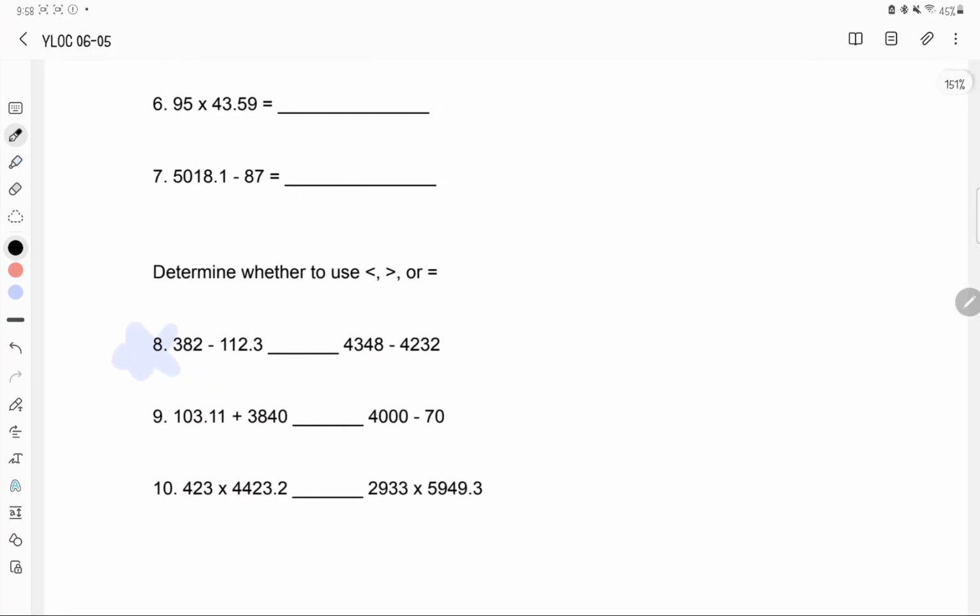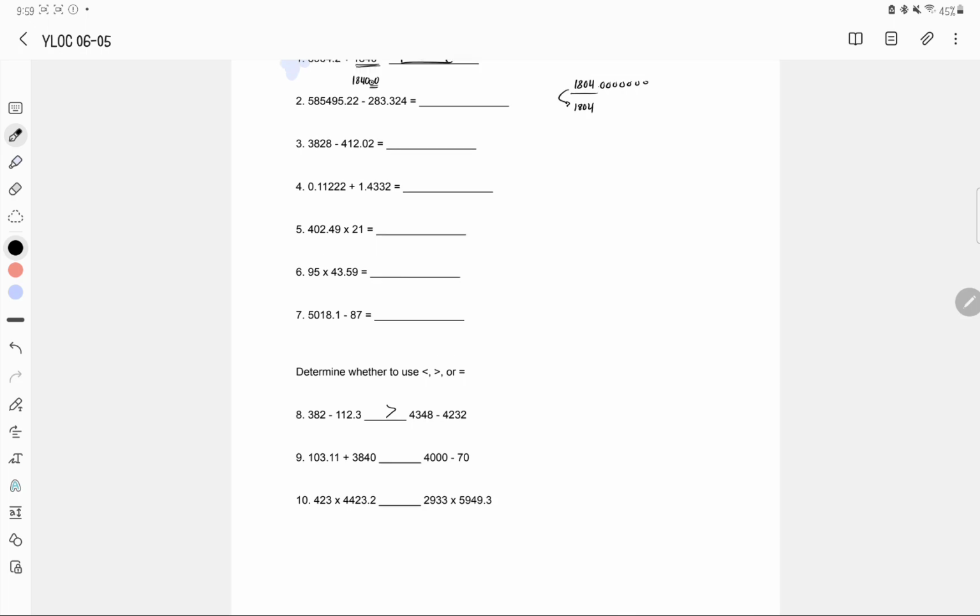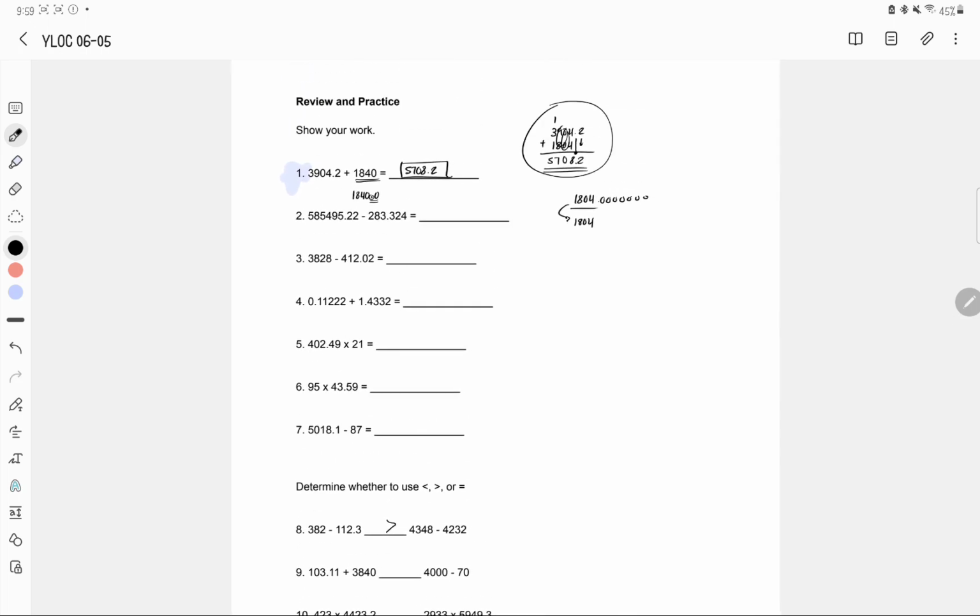Okay, last problem is 8. Since we're running out of time, I'll just give you the answer, and it's going to be this one, and hopefully you can solve it by the method that I taught you over here.